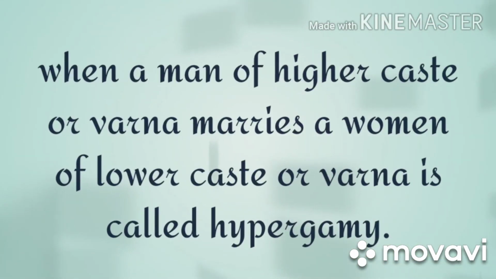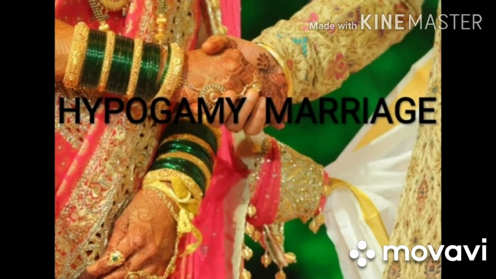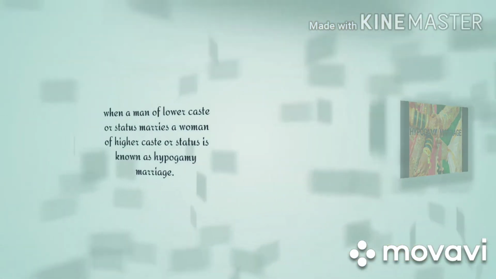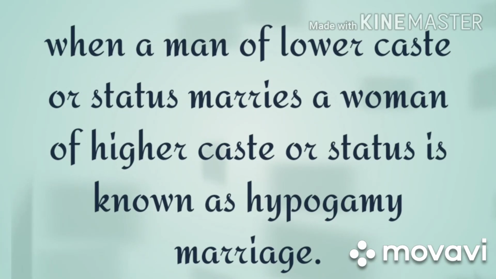Hypergamy marriage. When a man of higher caste or varna marries a woman of lower caste or varna, it is called hypergamy. Hypogamy marriage. When a man of lower caste or status marries a woman of higher caste or status, it is known as hypogamy marriage.